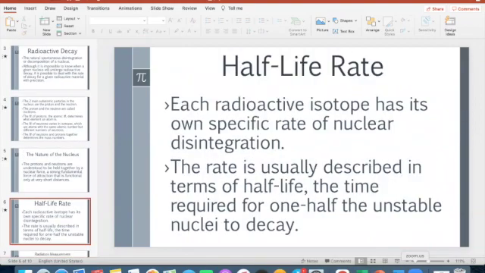Half-life rate. Each radioactive isotope has its own specific rate of nuclear disintegration. Again, that is the rate at which the radioactive isotope dies off, and it depends on the material. The rate is usually described in terms of half-life, which is the amount of time required for 1/2 of the unstable nuclei to decay.